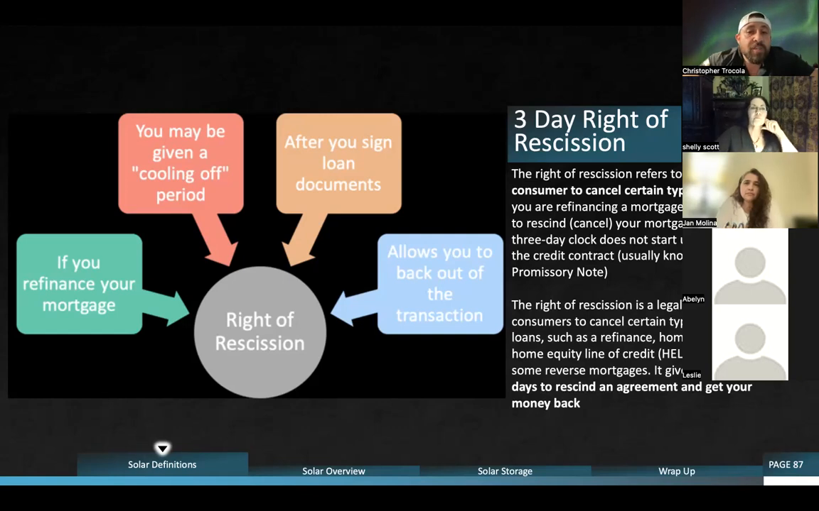So, the 3-day right of rescission. The right of rescission refers to the right the consumer has to cancel certain types of loans. We fall in this category. It's typically for things like refinancing your mortgage. It helps customers. It gives them a cooling off period after you sign loan docs, because people do buy off of emotion.